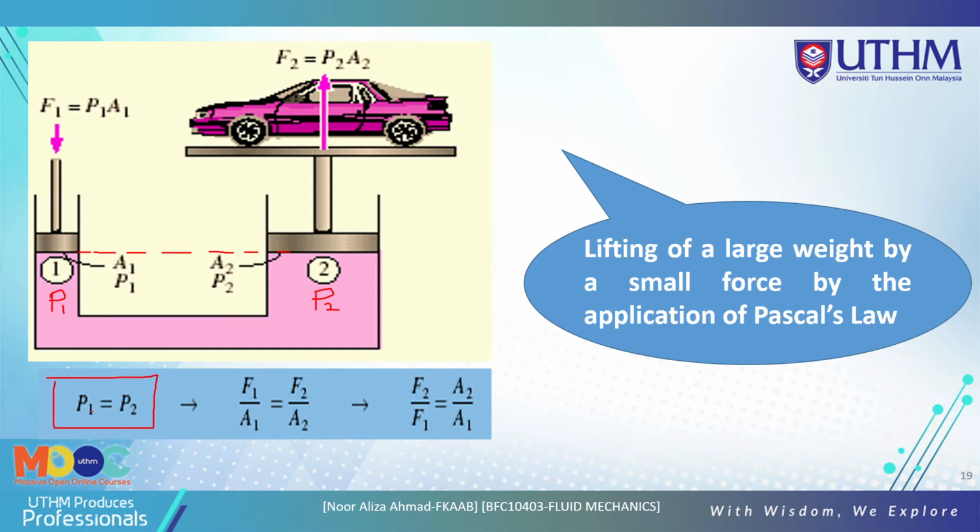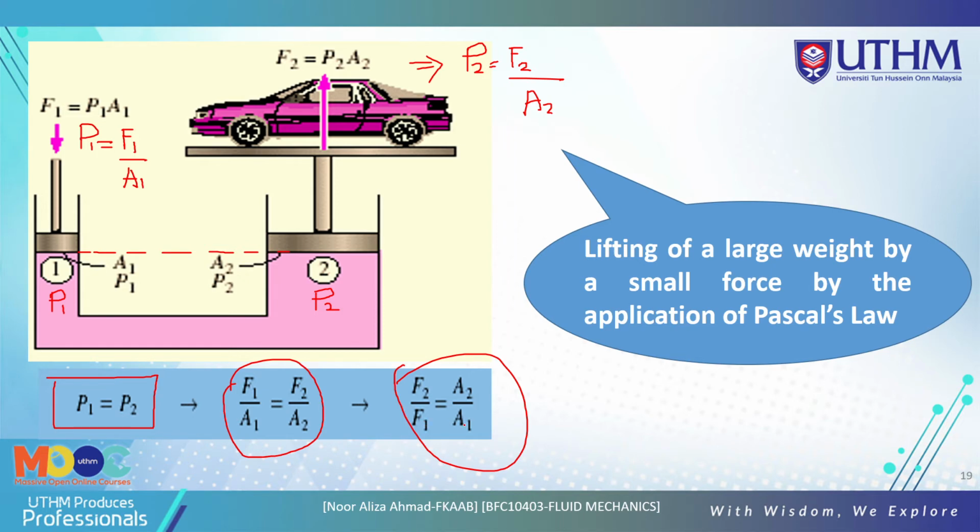So based on this equation, to get P2 we must know the force 2 divided by A2, and for P1, F1 over A1. So that's why you get this equation. From P1 equal to P2, F1 over A1 equals F2 over A2. So you convert from this one to this one: F2 over F1 is A2 over A1, or you can also use F1 over F2 equal to A1 over A2. So you can use either one. This is the lifting of a large weight by a small force by the application of Pascal's law. So this is called Pascal's law.